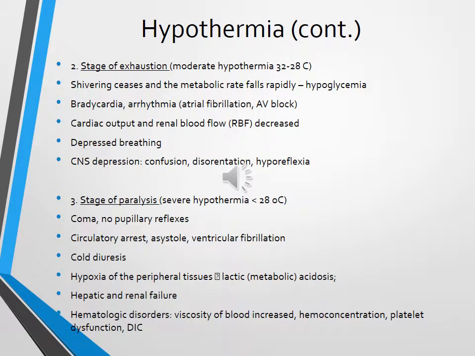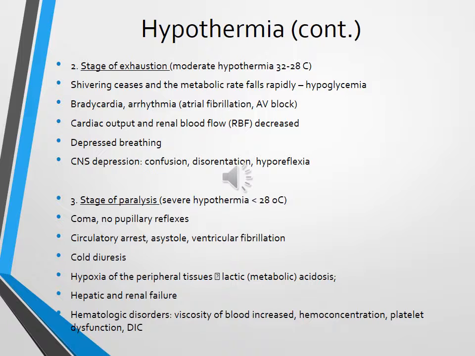The second stage is exhaustion. Shivering ceases, the metabolic rate falls rapidly, they become hypoglycemic. They'll see bradycardia, arrhythmias like AFib or AV block. Cardiac output and renal blood flow are decreased. They have decreased breathing, CNS depression like confusion, disorientation, hyporeflexia. In stage 3, this is severe hypothermia: coma, no pupillary reflexes, circulatory arrest, asystole, VFib, cold diuresis, hypoxia of the peripheral tissues.